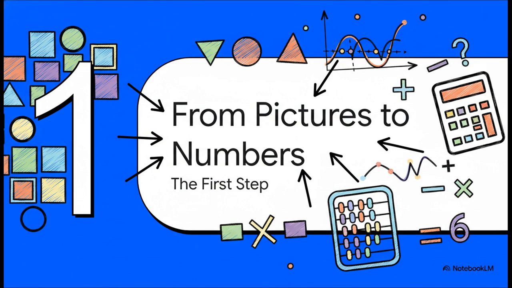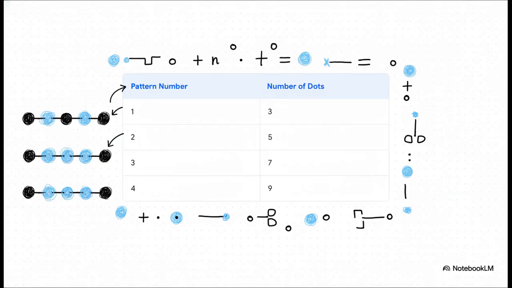To crack this thing wide open, we need to stop thinking in pictures and start thinking in numbers. We're basically going to translate this visual pattern into a language that math can actually work with. Okay, so the first step is to get organized. Let's pop all our data into a nice, simple table. On one side, we've got the pattern number, and on the other, the number of dots that go with it.